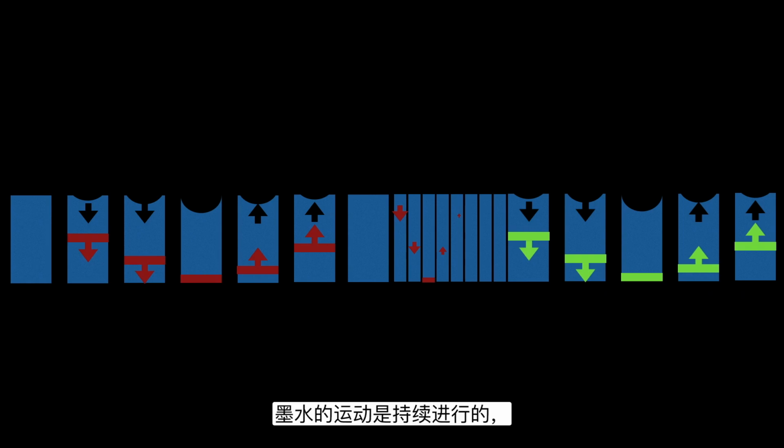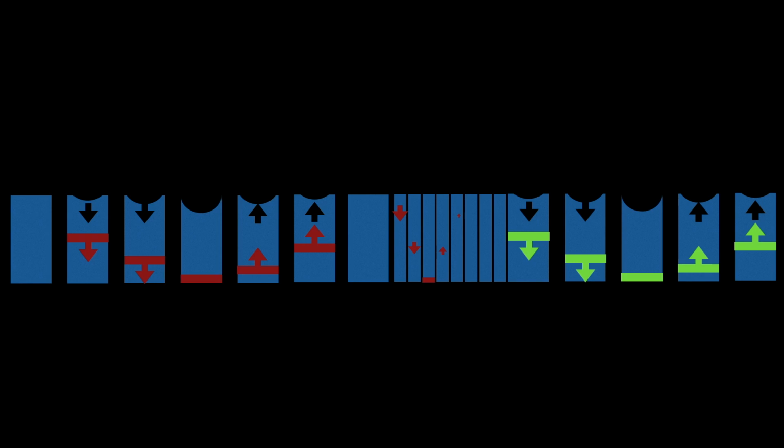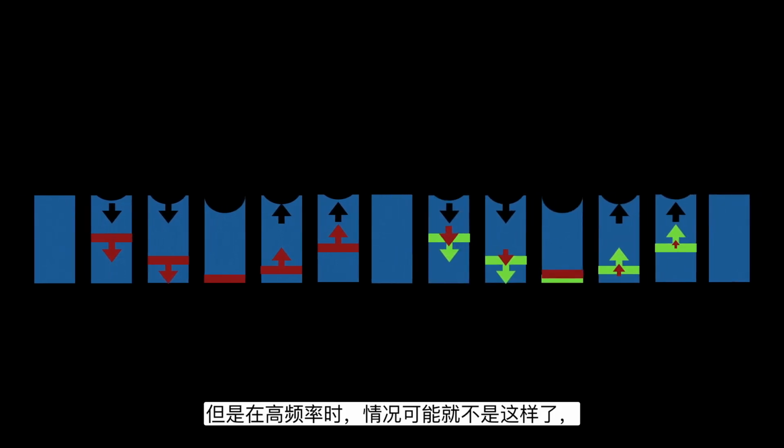The movement of the ink is kind of residual. It doesn't immediately stop moving inside the nozzle when the wall does. So it takes a little bit of time for the movement of that ink to die down. When you're at a low frequency, there's plenty of time for the ink to stop moving before the next drop happens. At a higher frequency, that might not be the case.